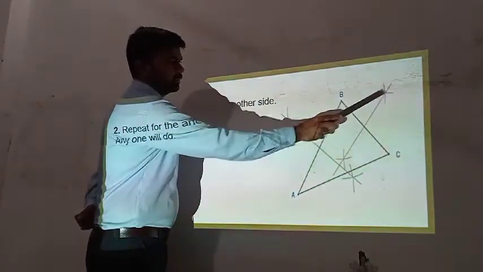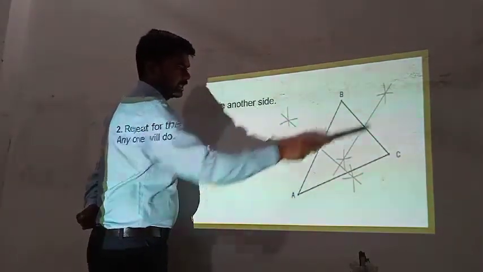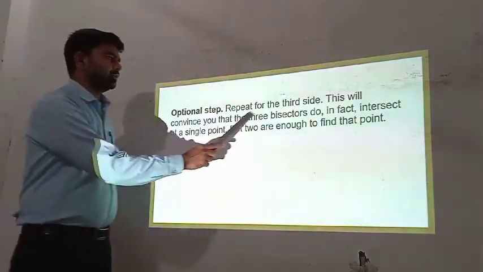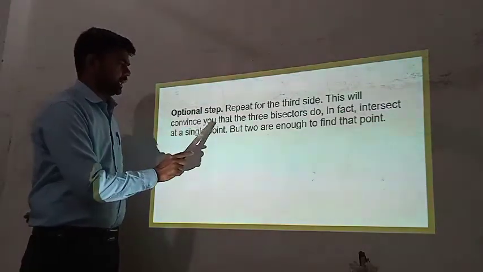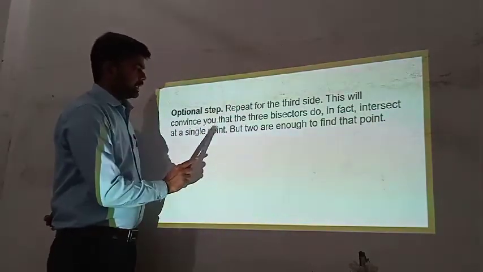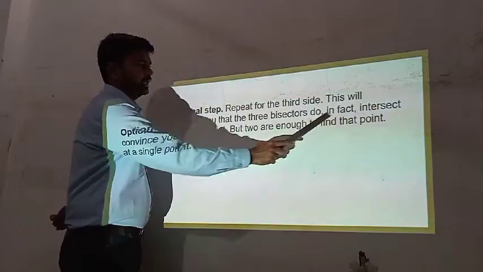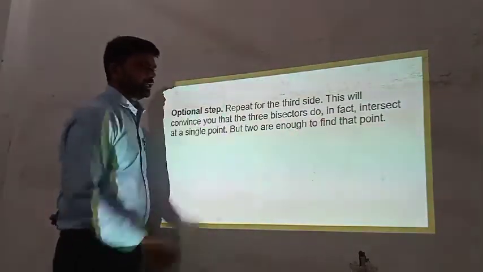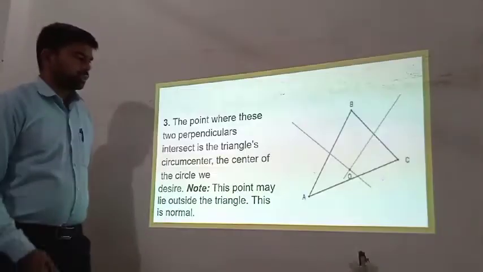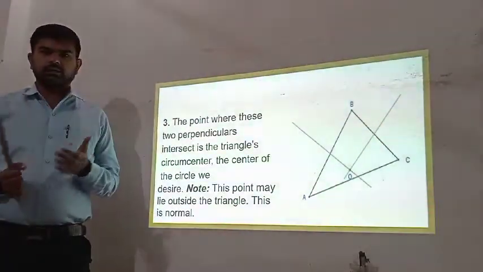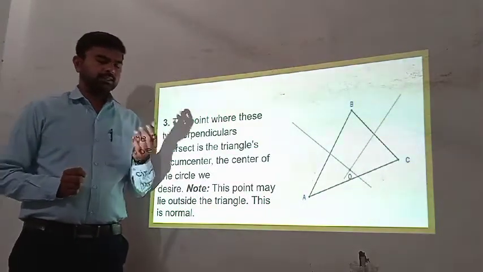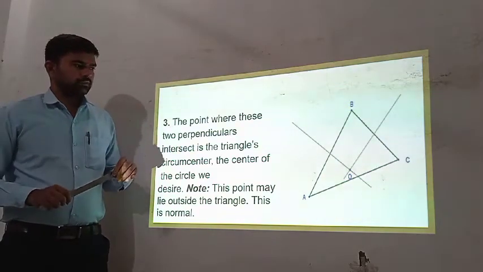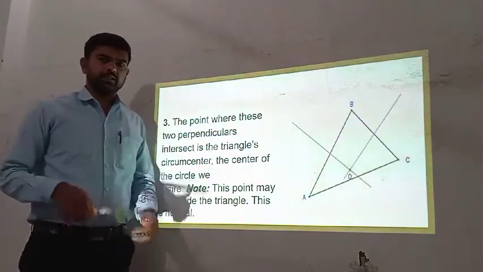Then from B and from C we have drawn another line. Repeat. This is an optional stage. Repeat for the third side. This will convince you that the three bisectors do in fact intersect at a single point, but two are enough to find that point. You can do a third step by bisecting the sides of a triangle. As we have seen with 1 and 2, you can bisect the third one.